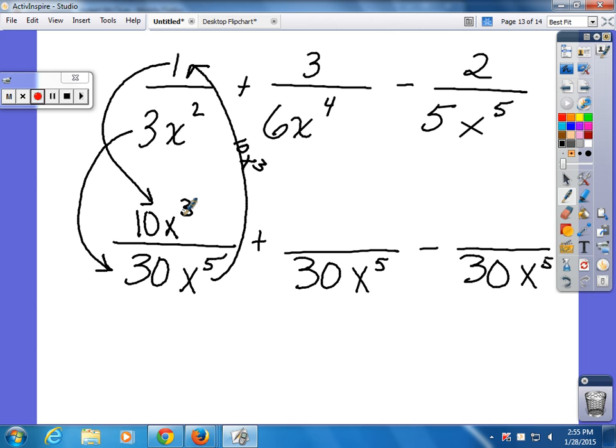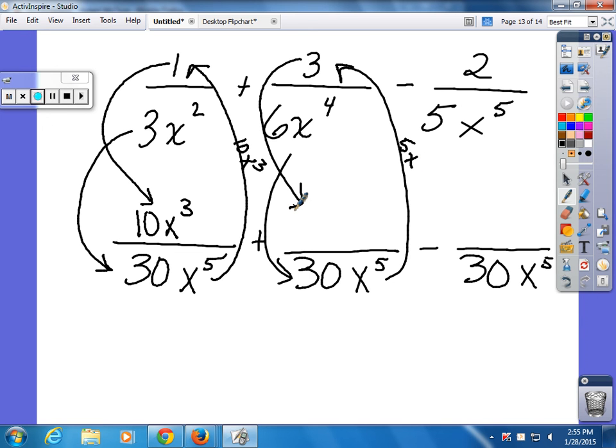How many times will 6 go into 30? And how many times will x to the 4th go into x to the 5th? X times x to the 1st, right? So what's 3 times 5x? 15x. Thank you, class. Appreciate the interaction.